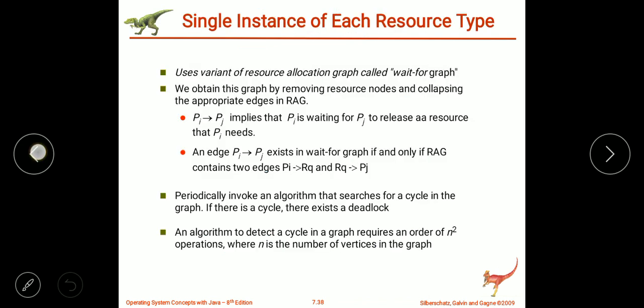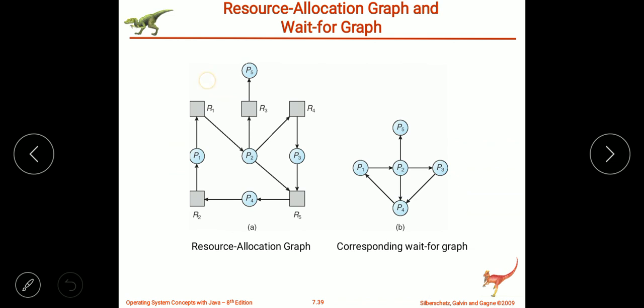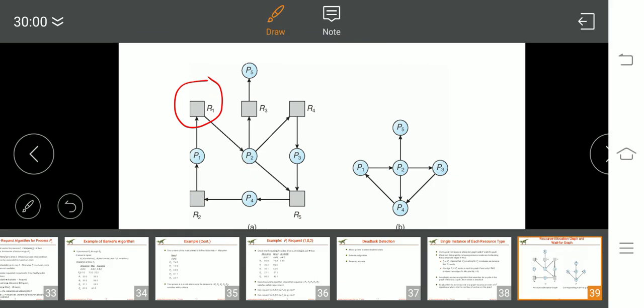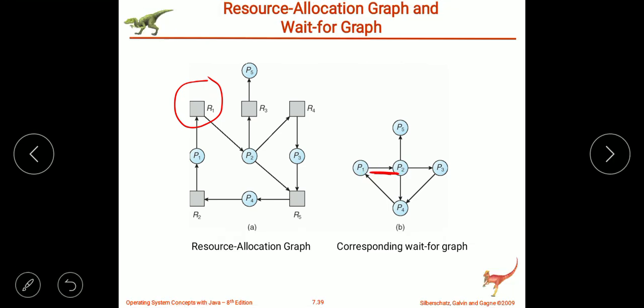See, we have R1 to P2 and P1 to R1, right? So instead of writing this edge, we can directly write it as P1 to P2. P1 to R1, R1 to P2 means that P1 is waiting for R1, and R1 is being allocated to P2. So instead of writing these two edges, we can directly write P1 to P2.